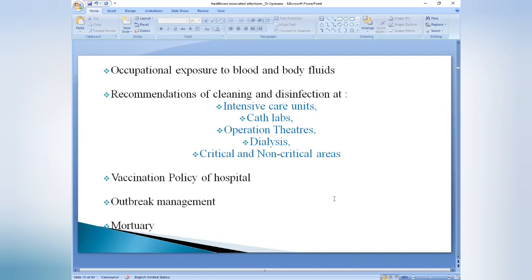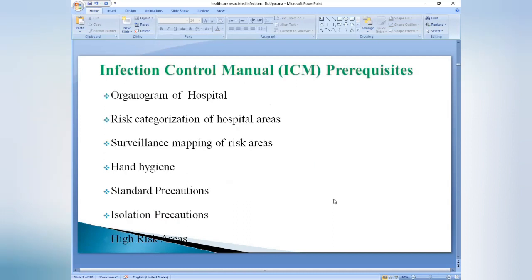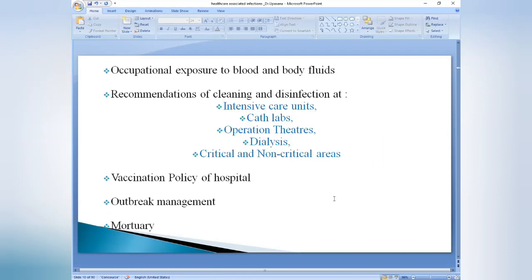So they look forward: what are the infection control policies in your mortuaries also? As I said, the organogram of the hospital, risk categorization, surveillance mapping of risk areas, hand hygiene, standard precautions, isolation precautions, high risk areas, occupational exposure to blood and body fluids, recommendations of cleaning and disinfection of the hospital areas, especially the ICUs, cath labs, OTs, dialysis, and the critical and non-critical areas. Then we have the vaccination policy, outbreak management, and the mortuary infection control practices.